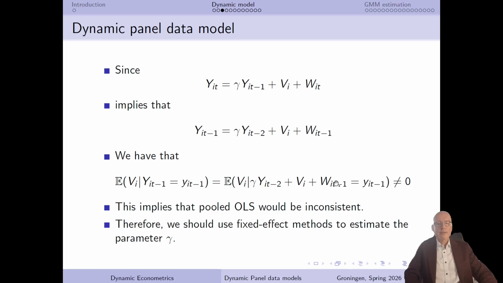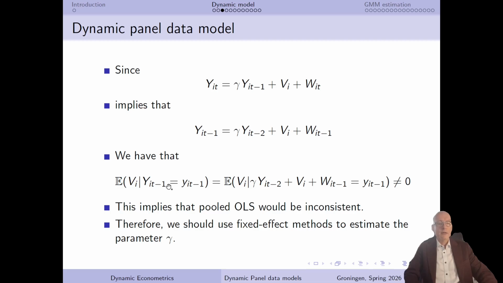Well, we should realize that this never can be equal to 0, and that is for the simple reason that we have a v_i over here and a v_i over there. So therefore v_i can never be uncorrelated to v_i itself. So that implies that because of the fact that y_i,t-1 has in its definition actually v_i itself, that means of course that v_i cannot be uncorrelated to this y_i,t-1.